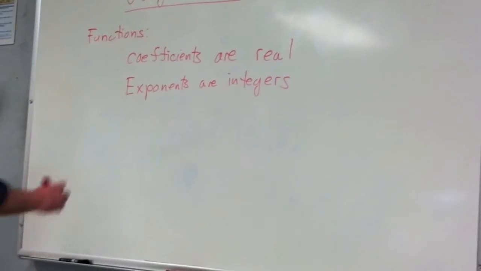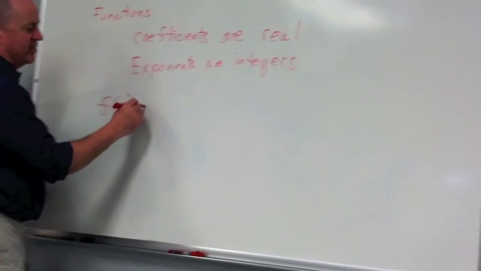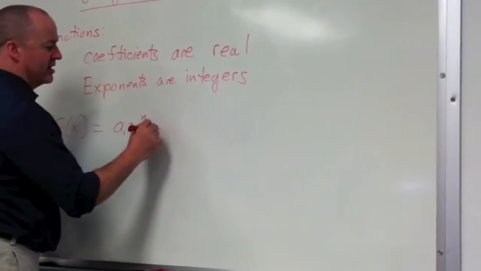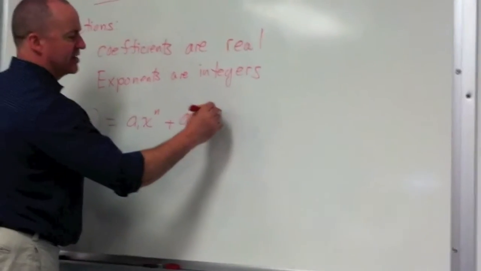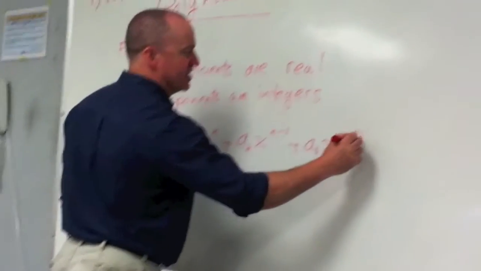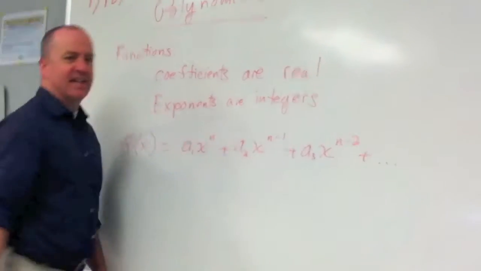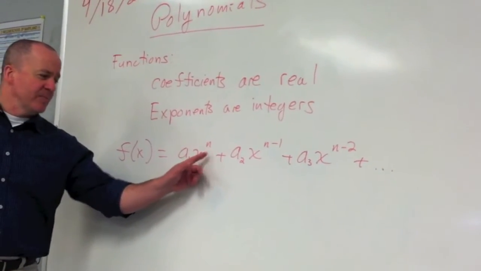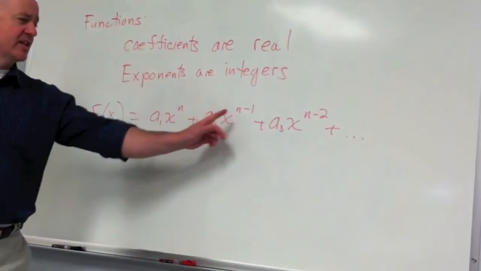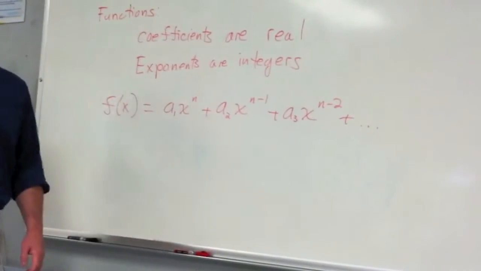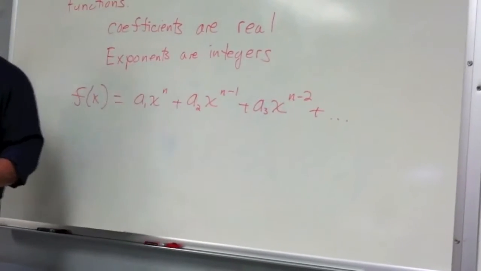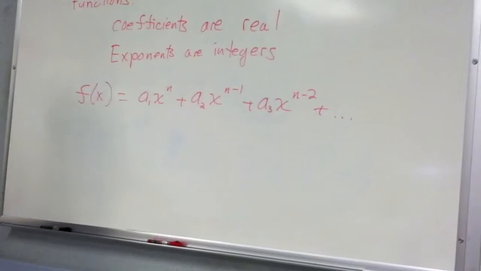And the form is always f of x equals a sub 1 x to the n plus a sub 2 x to the n minus 1 plus a sub 3 x to the n minus 2 plus dot dot dot. If n starts off as an integer, and the a's are all the different coefficients and they're real numbers, each exponent as you go down will be an integer, and you will have a polynomial. And once you're certain you have a polynomial, you can start making certain rules about them and you can answer questions quickly.